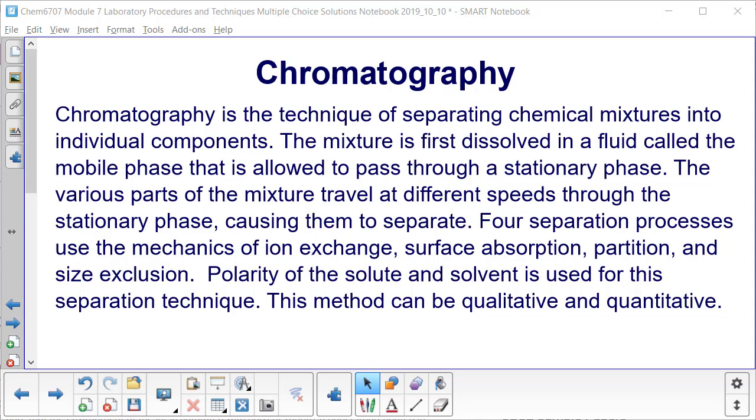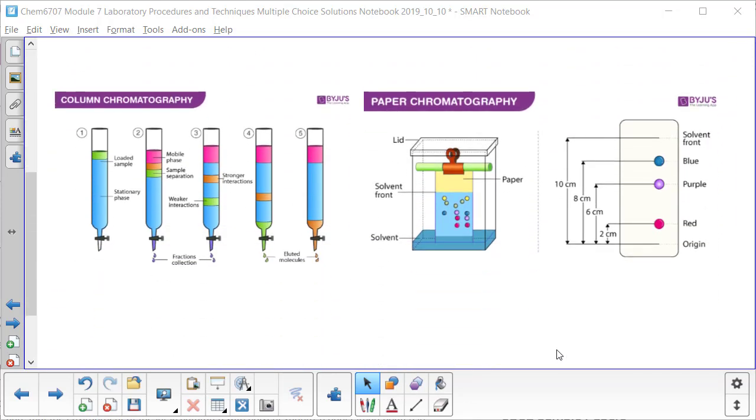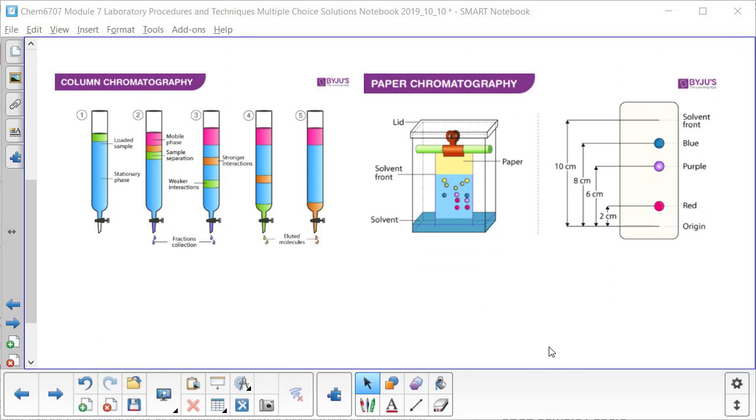There are 4 major separation processes that use the mechanics of ion exchange, surface absorption, partition, and size exclusion. Polarity of the solute and the solvent is also used for this separation technique, which can be both qualitative and quantitative. So let's look at a couple of examples here. Paper and column chromatography. I'm going to start with the example of the paper chromatography on the right.